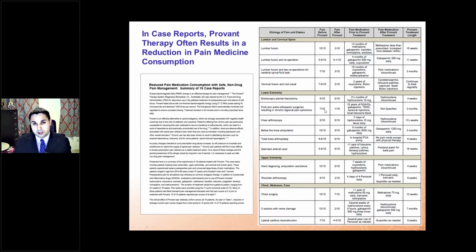But I guess the more interesting part that can be derived from the case reports, because obviously case reports have limited evidence, is that patients were having medication changes where they were able to cut back and reduce. And in a lot of these cases, there were significant cuts in what they were taking after using Provent. So I think that was the bigger take-home message for me, that it may have some influence on reducing that.